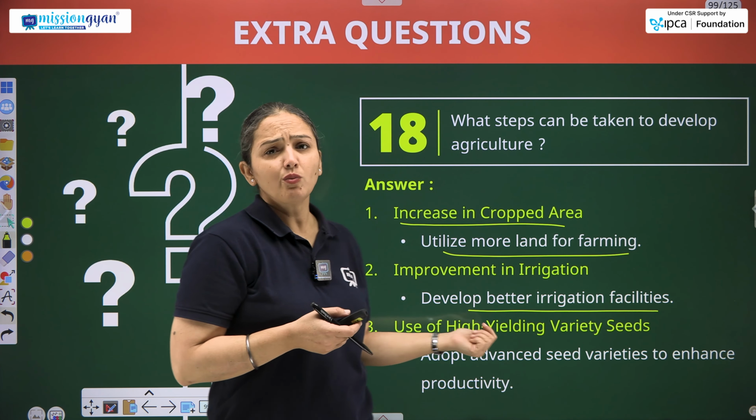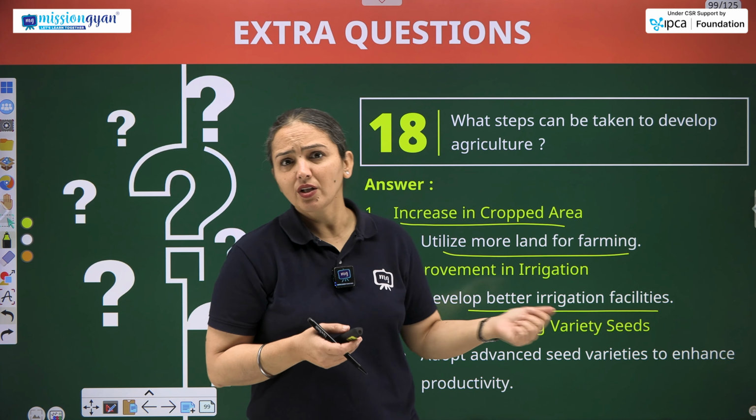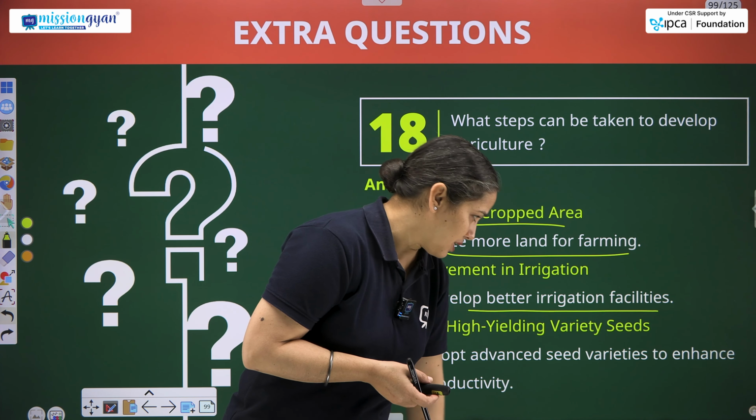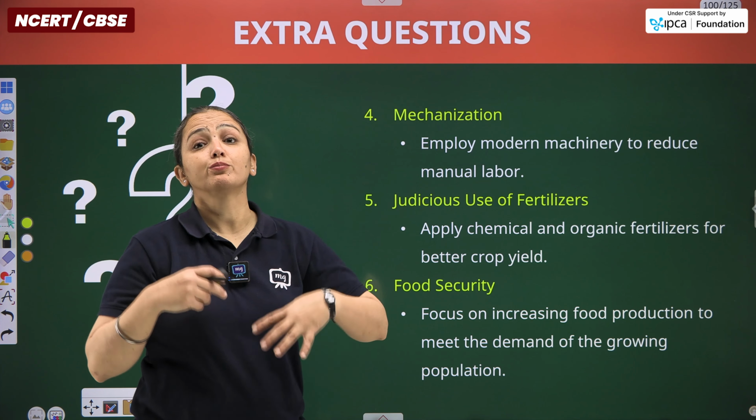But there is one disadvantage in the usage of HYV seeds. What's that? It requires more and more usage of pesticides, fertilizers, along with more and more use of water for irrigation, because they are artificially developed seeds, chemically developed seeds, technologically developed seeds, so they do need more water. So adopt advanced seed varieties to enhance the productivity.